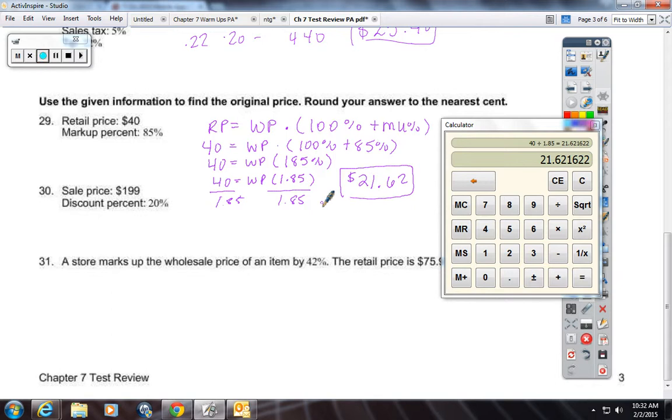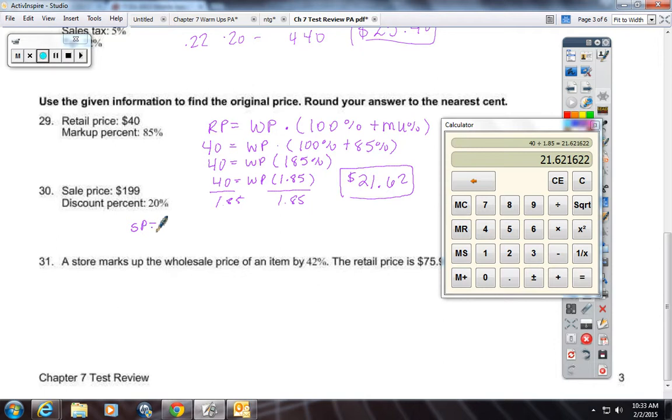All right, now number 30. Are we going to use the same formula? No. Why? Because we have a different set of information. We have a sale price and a discount percent. Okay, so we have a different formula. What is it? The sales price equals whatever price times 100 minus the discount price. Yep, times 100% minus the discount percent.